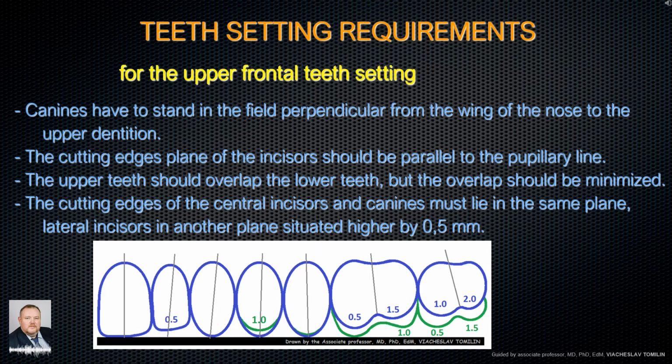Canines have to stand in the field perpendicular from the wing of the nose to the upper dentition. The cutting edges plane of the incisors should be parallel to the pupillary line. The upper teeth should overlap the lower teeth, but the overlap should be minimized. The cutting edges of the central incisors and canines must lie in the same plane. Lateral incisors are in another plane situated higher by 0.5 mm.